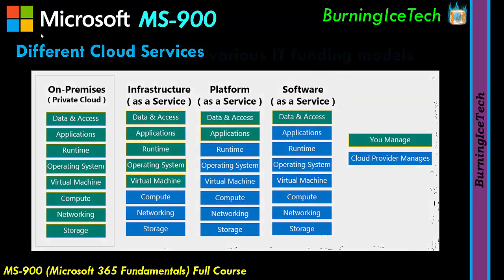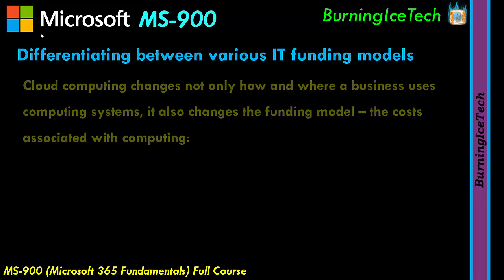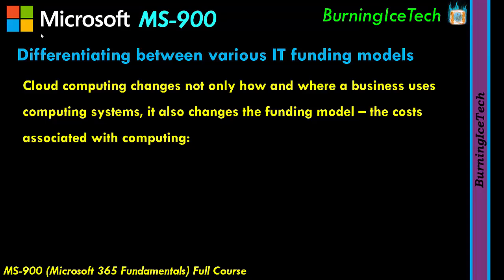Let's take a bit of a look at differentiating between various IT funding models. So, cloud computing changes not only how and where a business uses computing systems, it also changes the funding model, the costs associated with computing. In the old days, everything would be on premises at the office, and all of your users would come into the office and do stuff at the office. So there was a certain way of funding that. In the old days, you had to physically buy a server, physically build a server, do this, do that. Nowadays, everything being in the cloud and with people not necessarily working at the office, the whole funding model has completely changed.